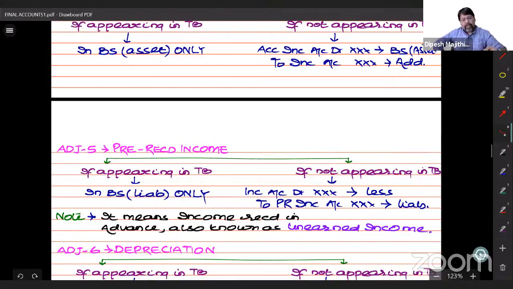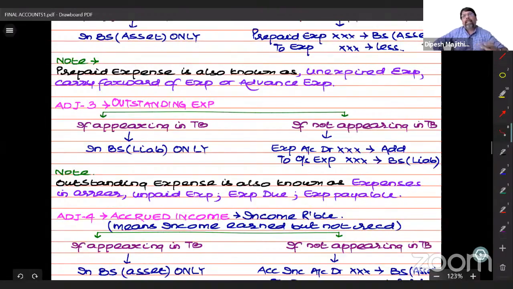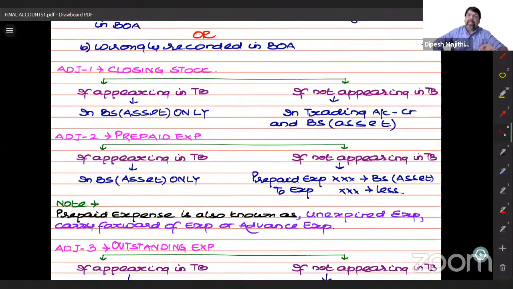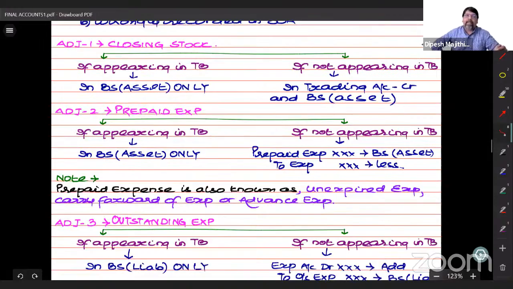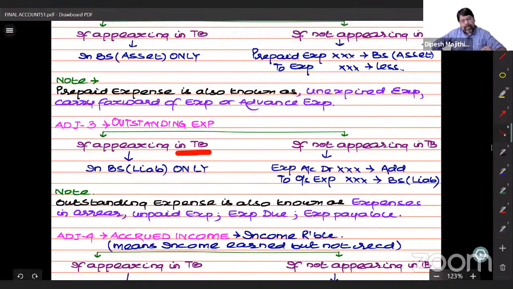So I hope these are clear. First was closing stock. Trial balance, only balance sheet. Adjustment, trading credit, balance sheet asset. Prepaid expenses. Trial balance, only balance sheet asset. Not appearing in trial balance, balance sheet asset and less from expenses. It is also known as unexpired expense, carry forward of expense or advance expense. Outstanding expense, appearing in trial balance, only in balance sheet liability; not appearing in trial balance, add to expense and balance sheet liability.